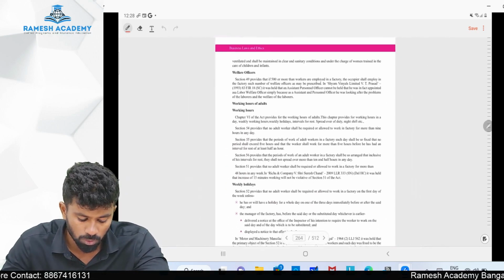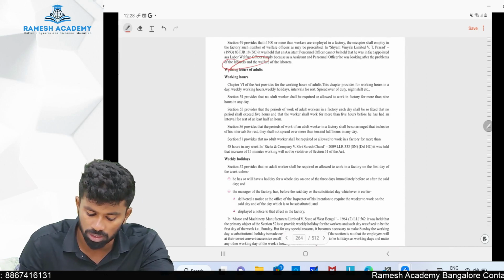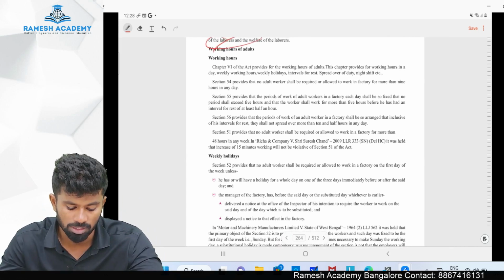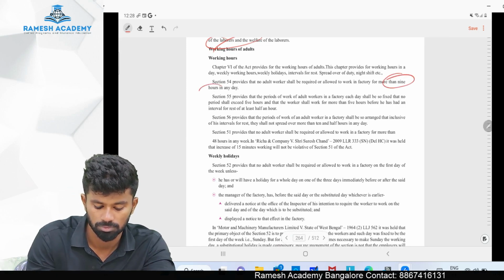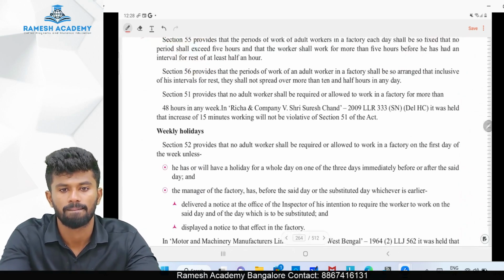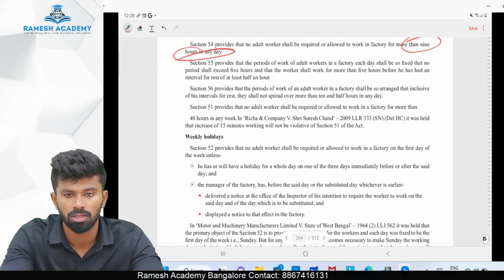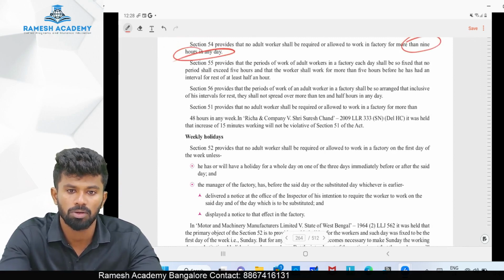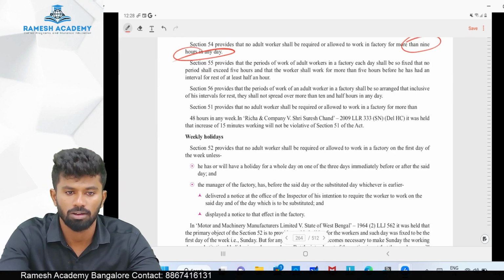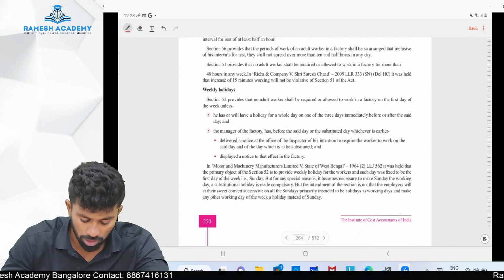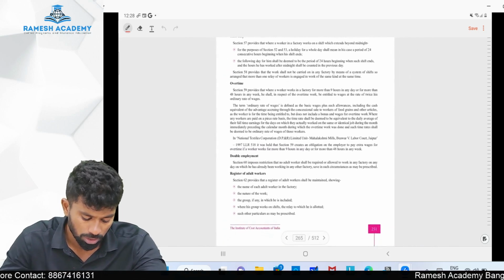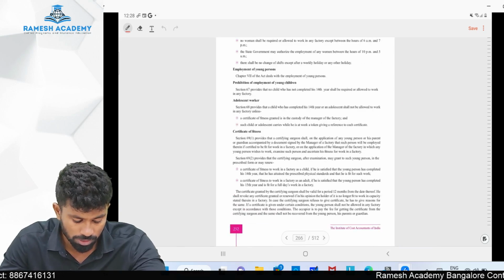Then we discussed working hours of adult. What is the working hour? Per day, maximum how many hours? Can an adult worker be made to work for more than 9 hours in a day? No. And the spread shall not go beyond 10 and a half hours. Correct? So all these things we discussed. Weekly holiday provisions I have discussed. Case study, double employment, shift duty, overtime, register of adult workers we have discussed.